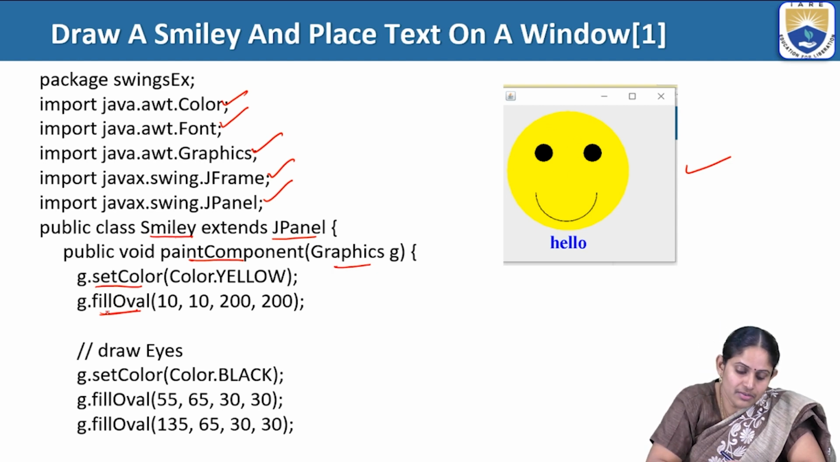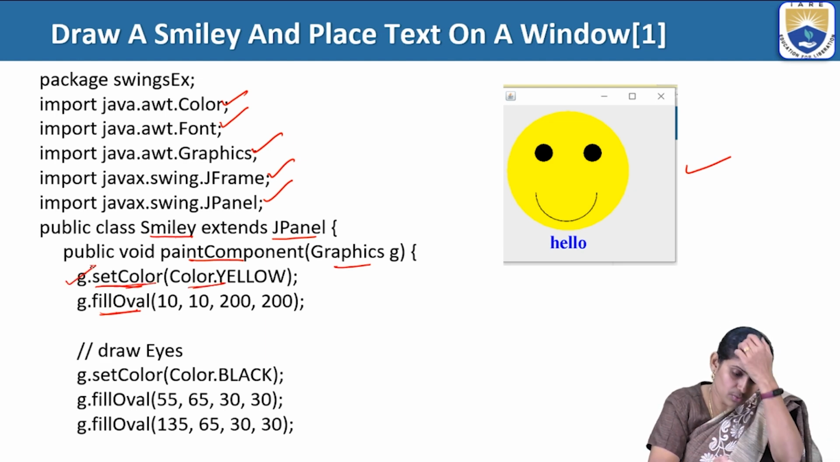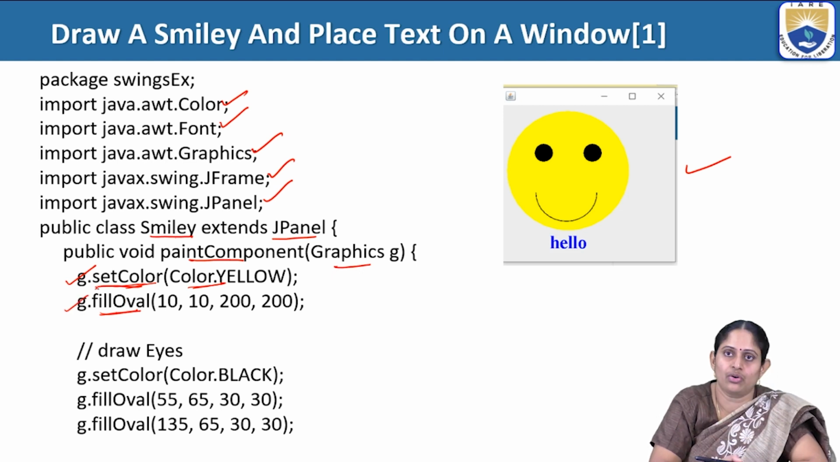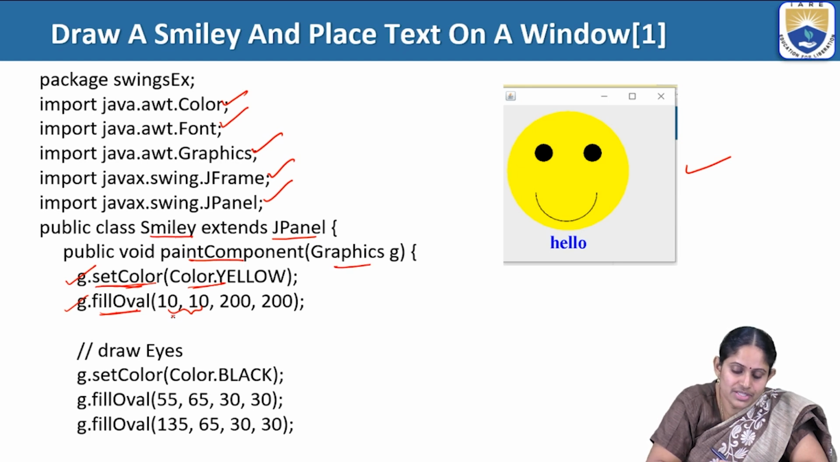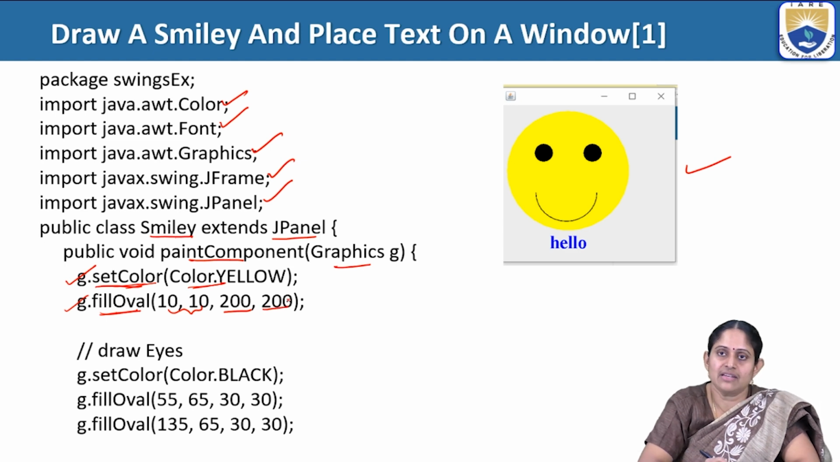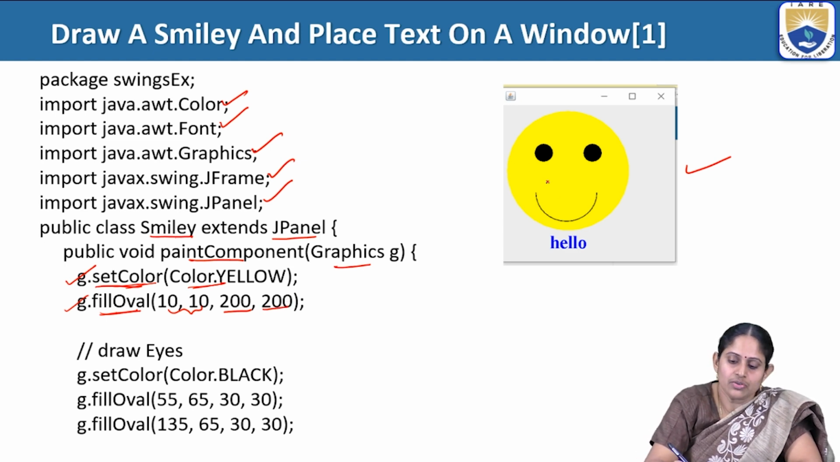Since we have set the color of that object to yellow, this rule will be applicable to the line which follows it. Now here we are drawing an oval which starts at 10, 10, and its height and width is 200 each. So this yellow circle is obtained.